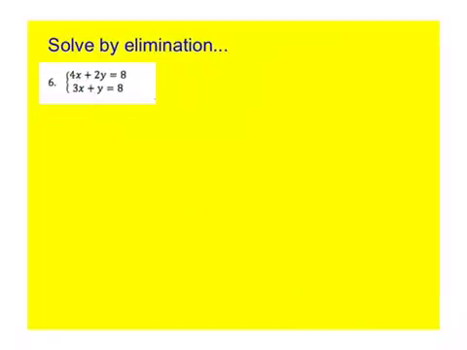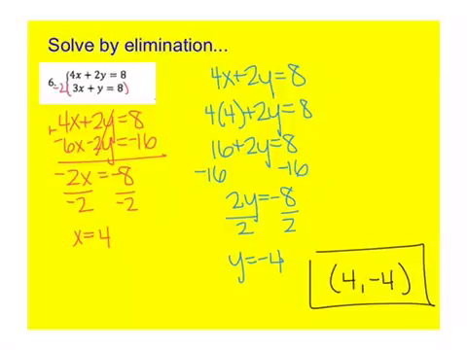I want you to go ahead and try number 6 on your own. So pause the video, try it, come back, and check your work. So I ended up getting 4, negative 4. If you got something different, pause the video again, come talk to me, chat with a friend, see if you can figure out where you went wrong, but make sure that you understand it before moving forward to the next example.